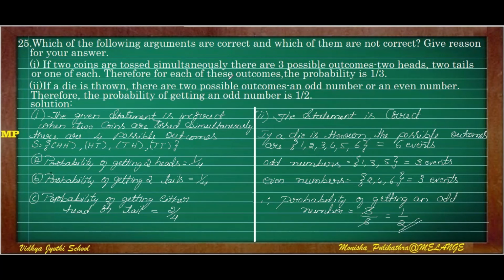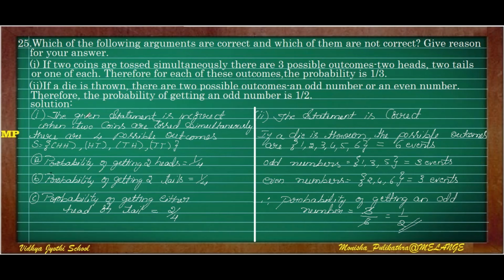Moving on to the last question of this session and also the last question of the chapter, probability. Here, which of the following arguments are correct and which of them are not correct? Give reason for your answer. Here the first statement is: if two coins are tossed simultaneously, there are three possible outcomes: two heads, two tails, and one of each. Therefore, for each of these outcomes, the probability is 1 by 3. So this is the statement which they have given.